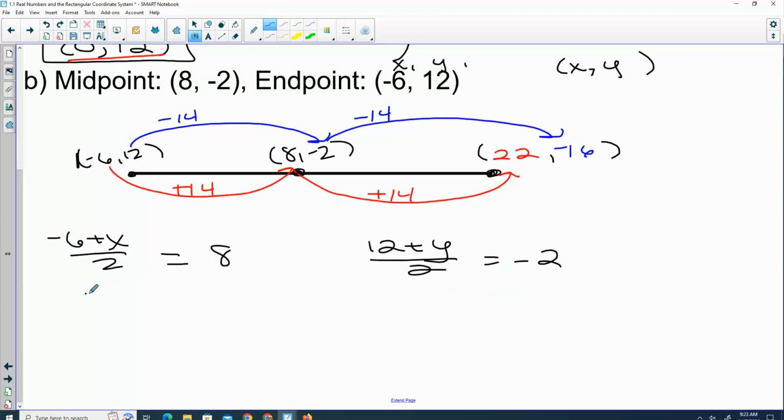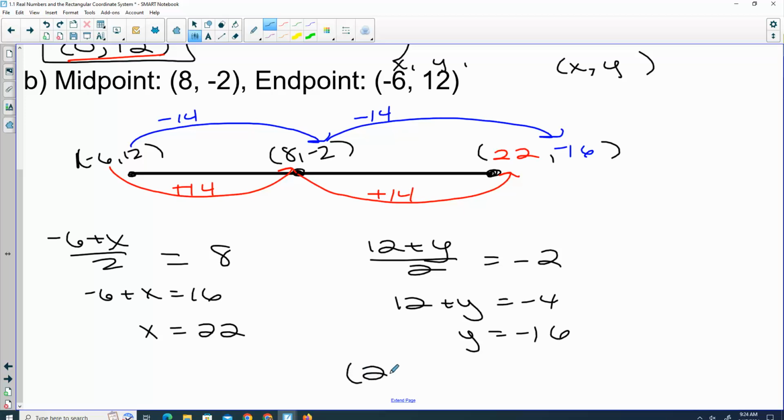So if you solve them, multiply by 2. Add over your 6, you get your x to be 22. And your y to be -16. So, 2 options, same end result. You just have to be able to justify your answer somehow.